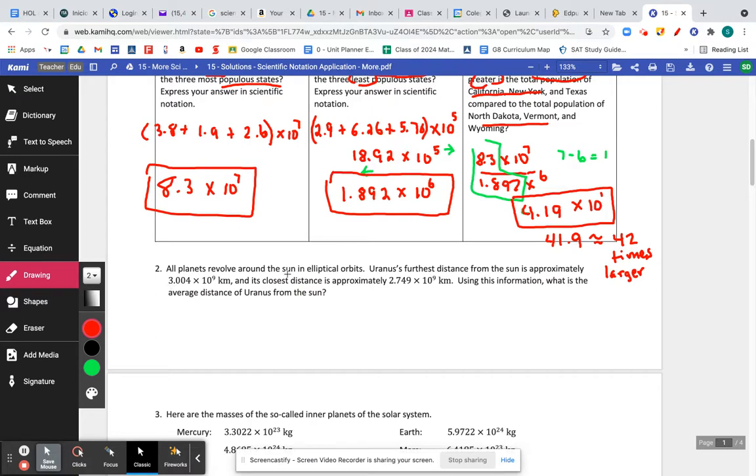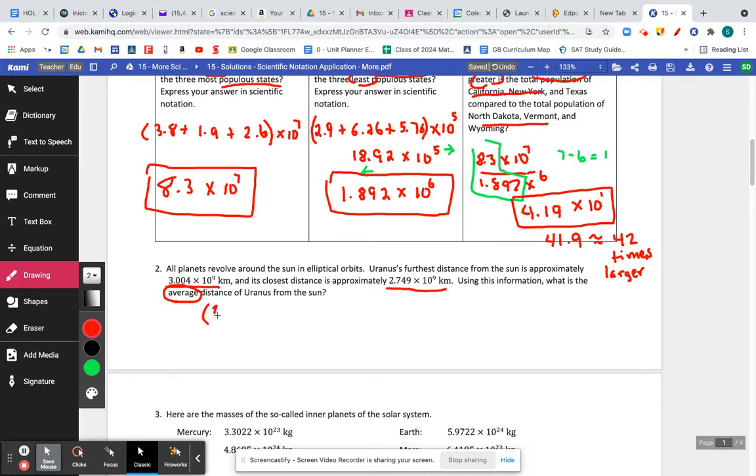All planets go around the sun in elliptical orbits. They're not circles, they're ellipses. So Uranus's furthest distance from the sun is 3.004 times 10 to the 9, and its closest distance to the sun is 2.749 times 10 to the 9. Using this information, what is the average? Now remember, average is add everybody up and divide by how many there are. So we're going to add all of these up and divide by 2.